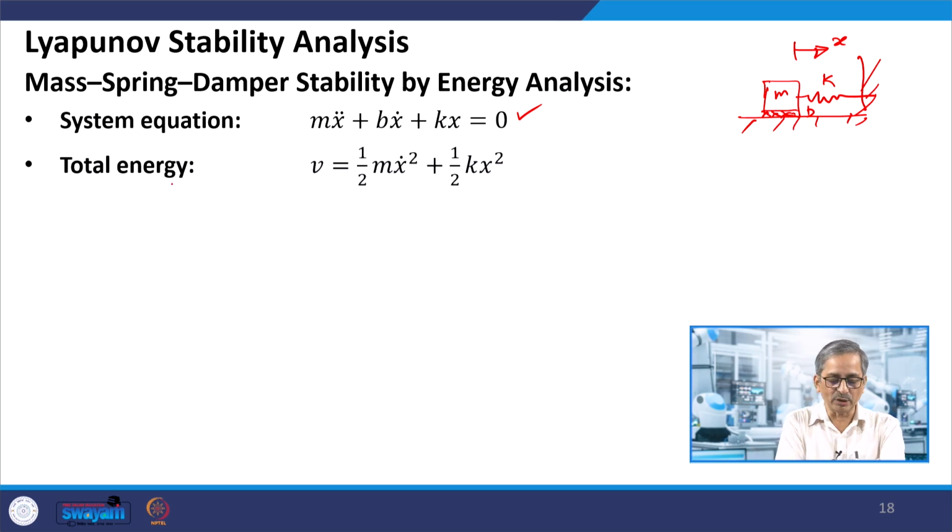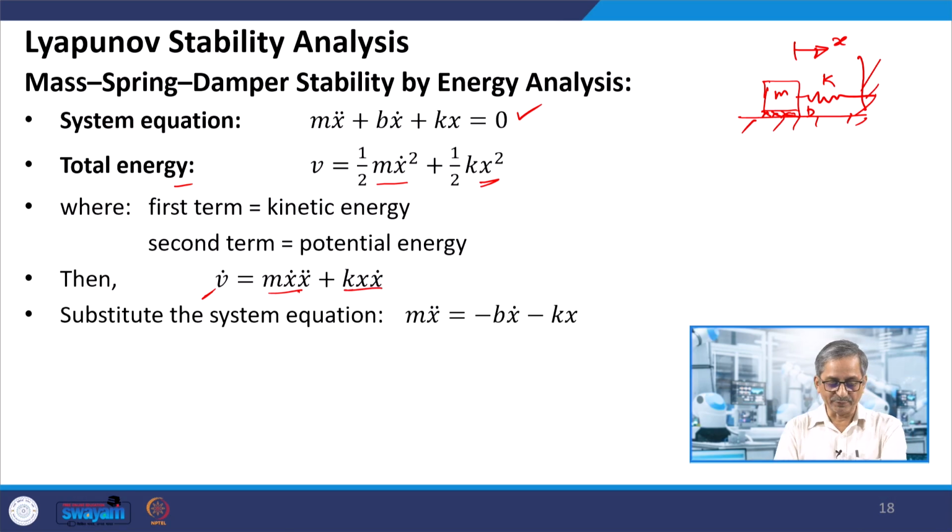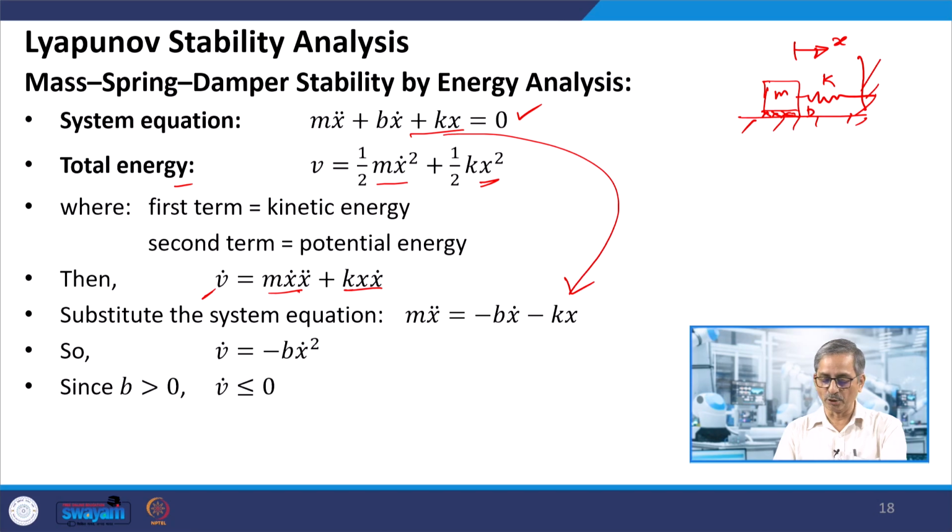So, for this system the total energy is going to be the kinetic energy of the mass, which is half m x dot square, and the potential energy of the spring, which is half k x square. And you see, if I take the derivative of this total energy, what I get here is m x dot x double dot plus k x x dot. And now substitute the system equation, say m x double dot from this one, we get this term. If we substitute, this means that in V dot, this m x double dot I want to substitute.